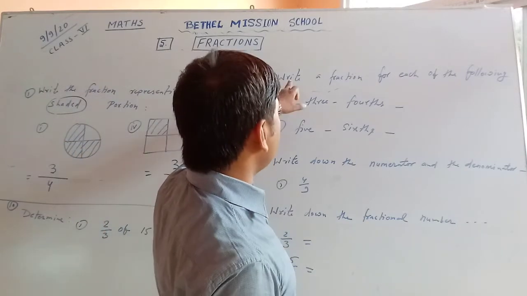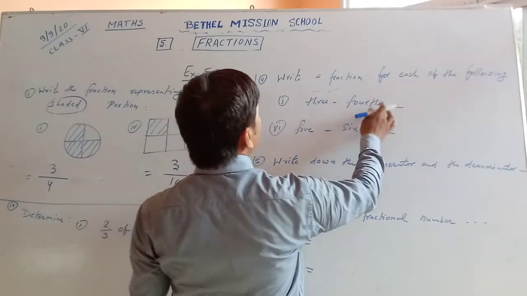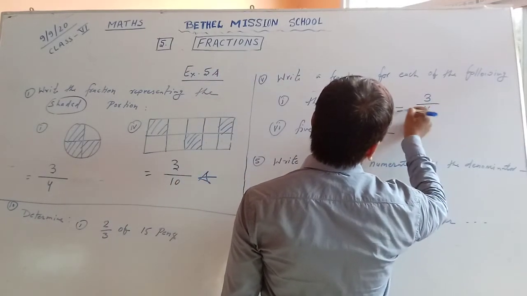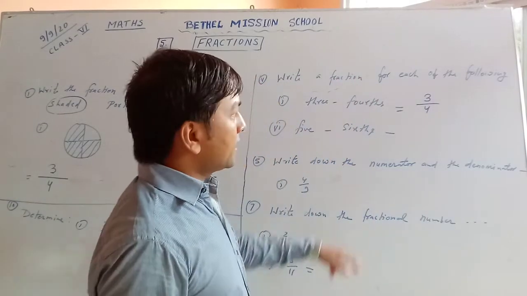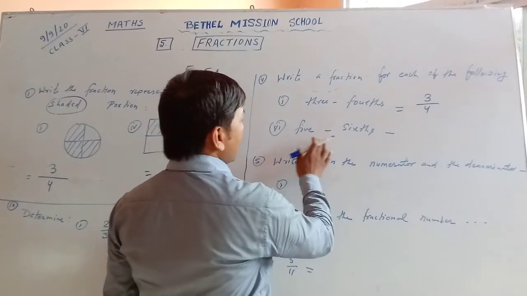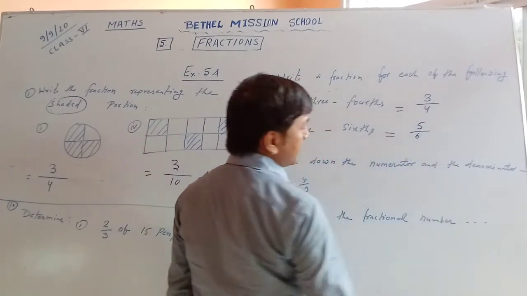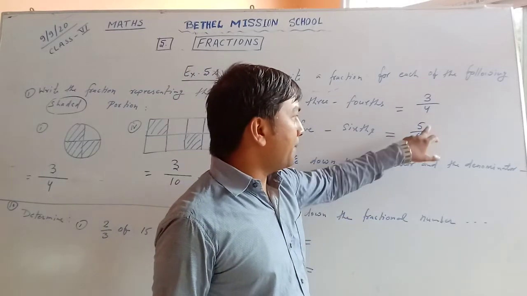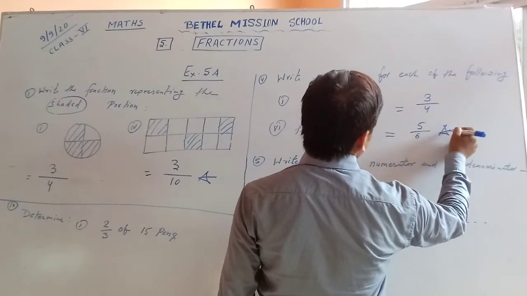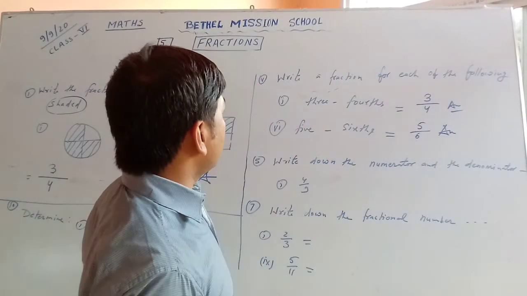Okay, now fourth number question: write a fraction for each of the following. 3/4 is given, so first you will write 3 and then 4 as the denominator. This is 3/4. And 5/6, you will write 5 and this is 6. Okay, this is 5/6. These are the answers. You can solve the rest of the similar questions.